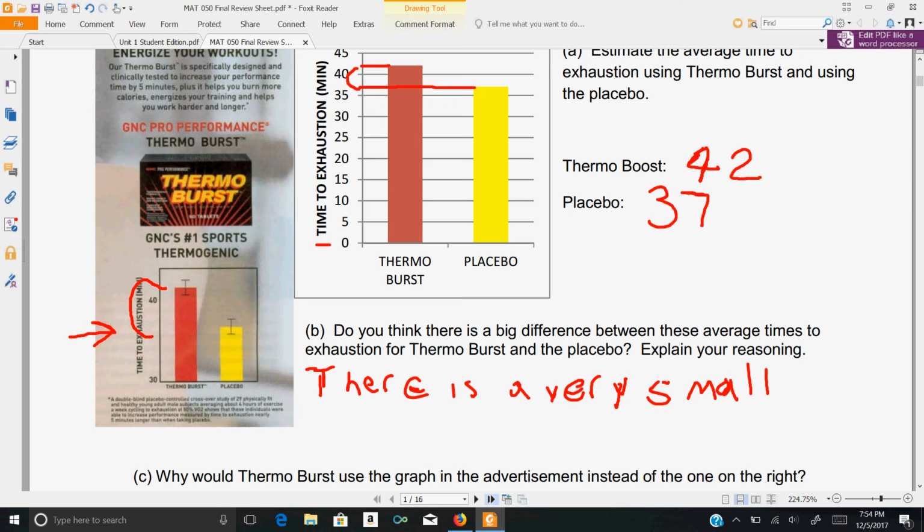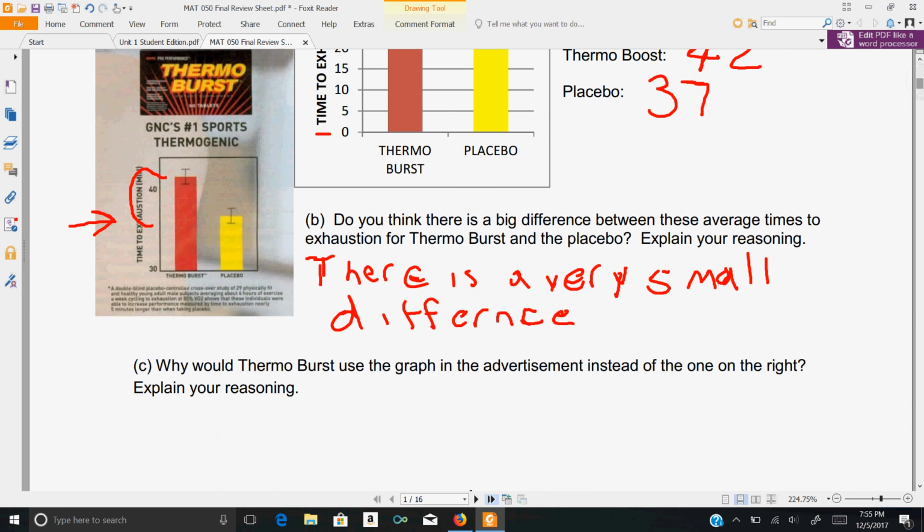And I'm going to say that's because I can see from the bars that the placebo is almost as big. The difference between the two is much smaller than the height of the bars themselves. So the difference is very small, in my opinion. There again, it's the explanation, and I didn't write the explanation because I don't have time.